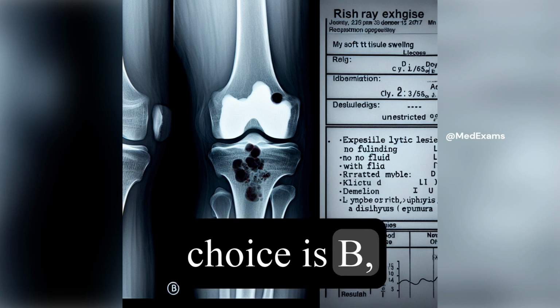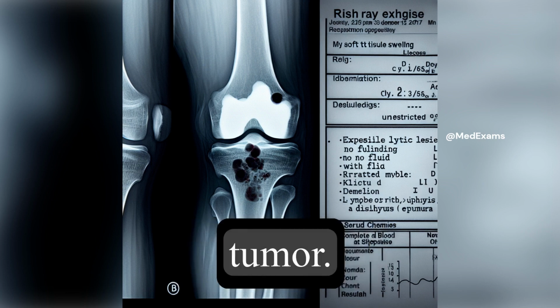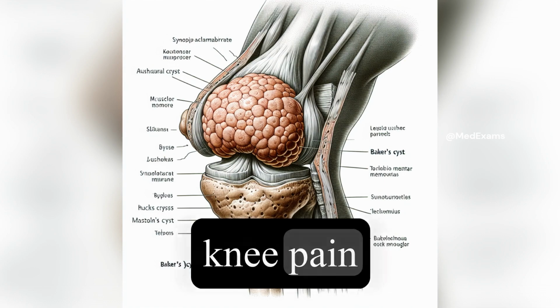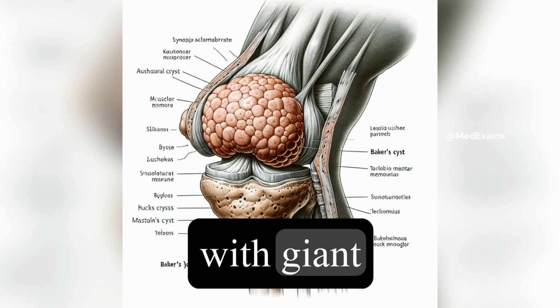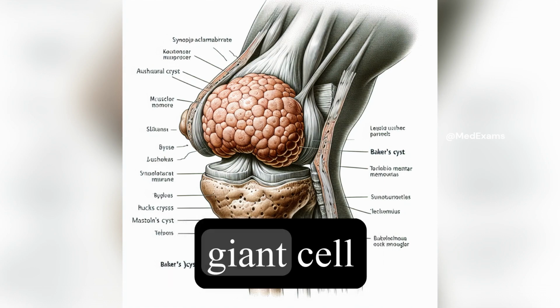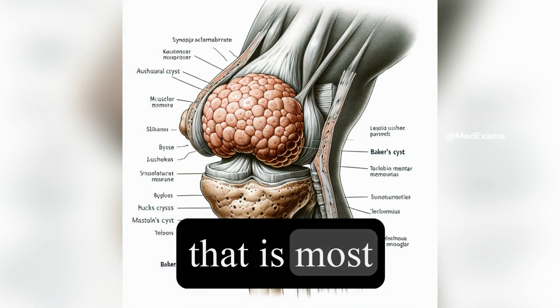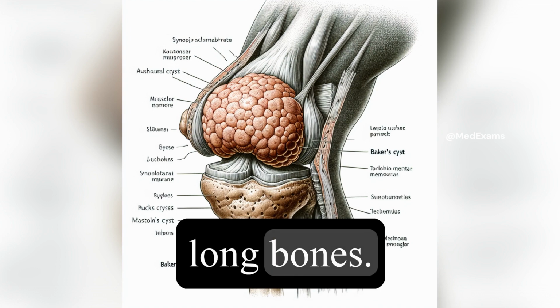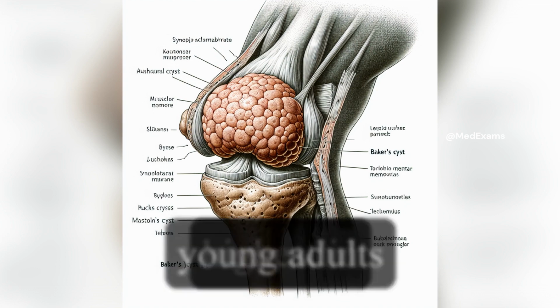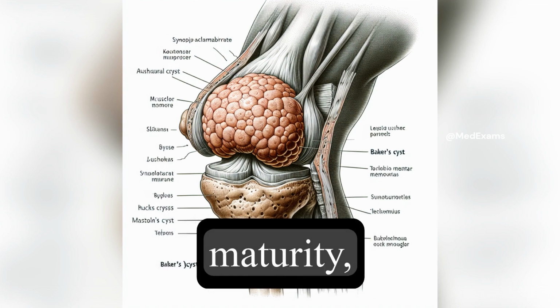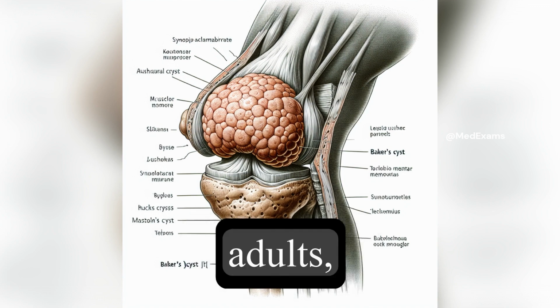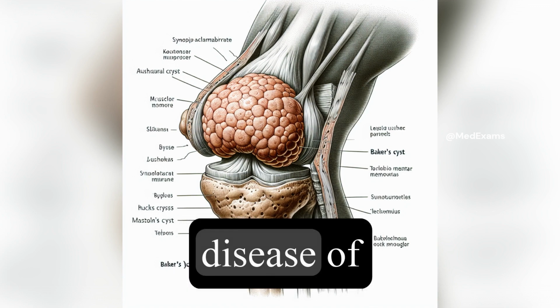The correct choice is B, which is giant cell tumor. This patient has progressive knee pain with a lytic bone lesion consistent with giant cell tumor of bone. Giant cell tumor of bone is a benign but locally destructive neoplasm that is most common at the epiphysis of long bones. The incidence is highest in young adults who have reached skeletal maturity, but it can also occur in older adults, typically associated with Paget disease of bone.